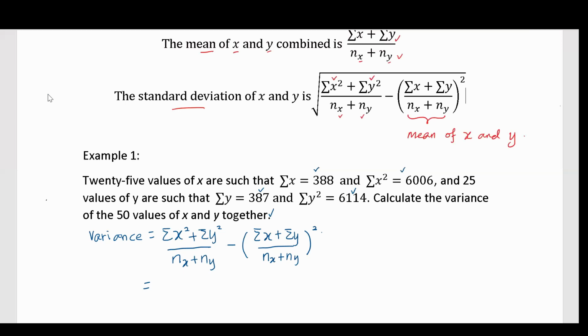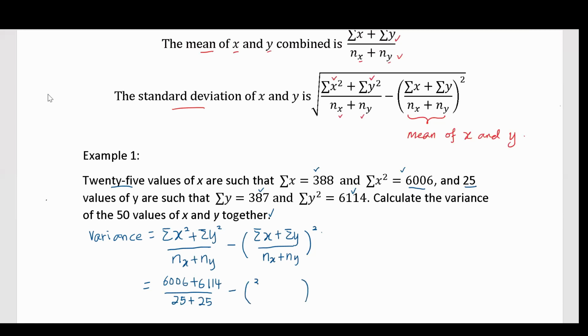So sigma x squared given by the question, 6006. Sigma y squared, 6114. All right, divided by the sample size of x, 25. So 25 here. And there are 25 values of y as well. So 25. So minus the mean of the x and y total.